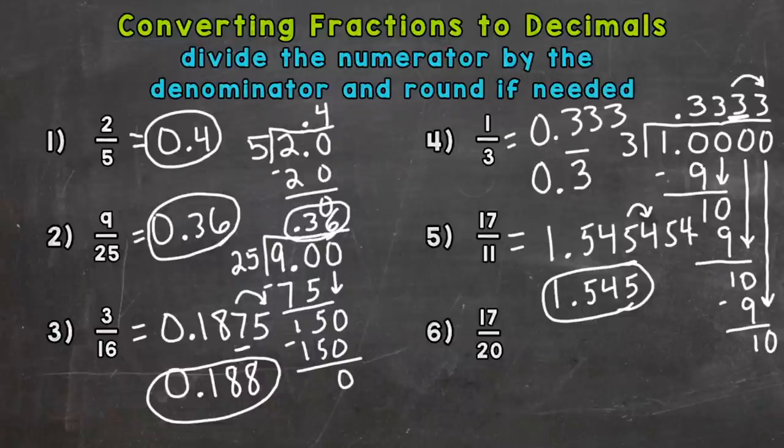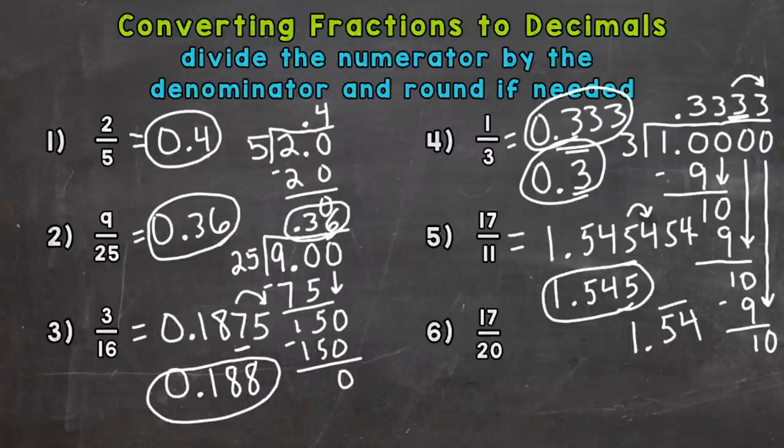Or we can use the bar method. I forgot to circle my answers for number 4 there, just noticed that. Or we can use the bar method, so 1 and a 54 repeats, so we can put our bar above the 54 to show that that will continually repeat. Number 6, 17 over 20, so 17 divided by 20 is going to give us 85 hundredths. So it cuts off in the hundredths place, so no need to round. That one works out nicely.